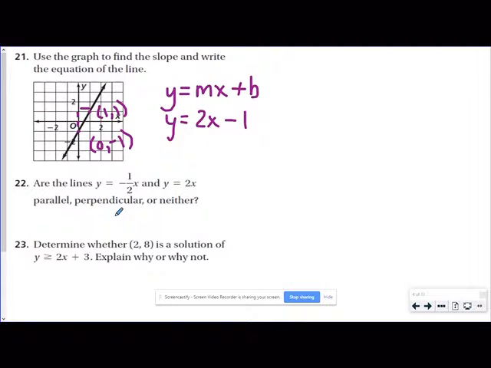And next, we want to know, are the lines parallel, perpendicular, or neither? If I test these slopes, if I do -1/2 times 2, that gets me to -1. That is the perpendicular test that we've talked about in review. These lines are perpendicular.